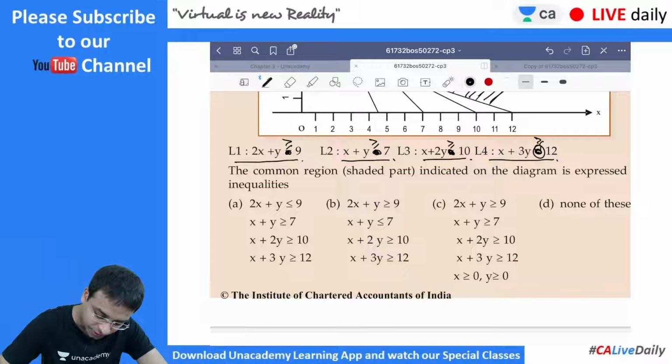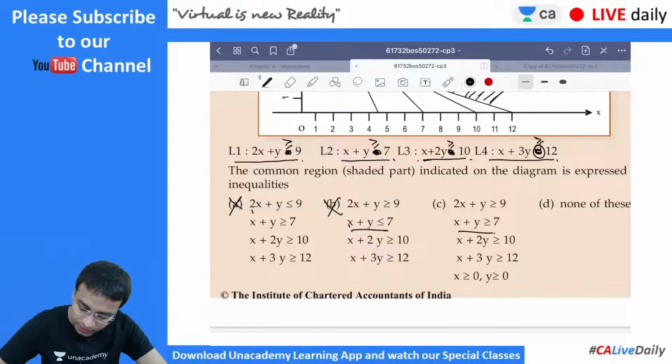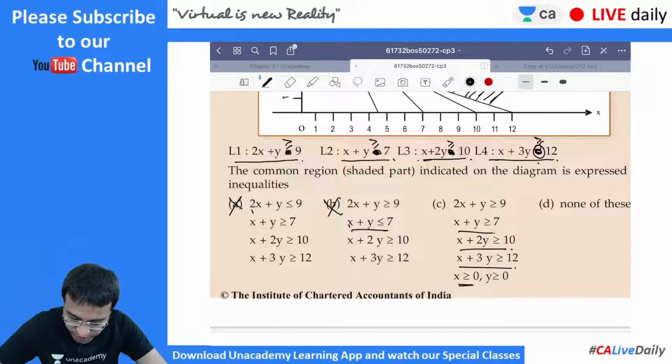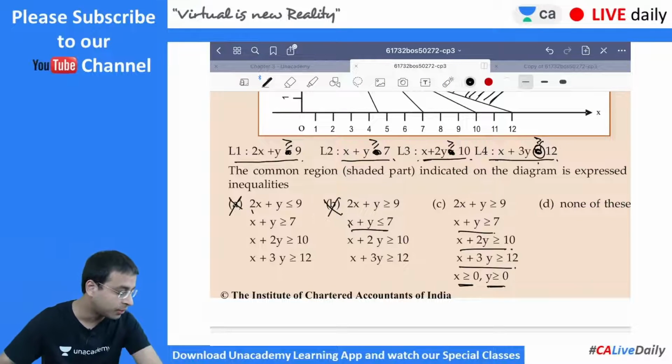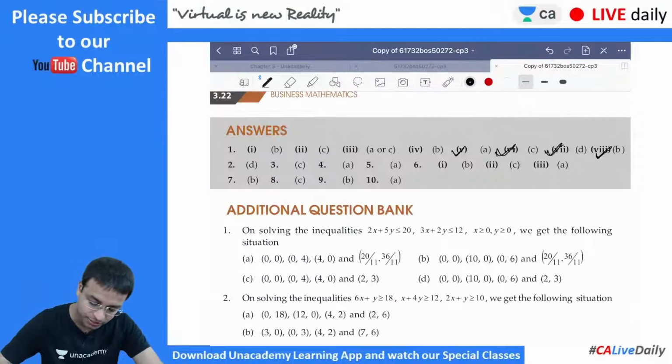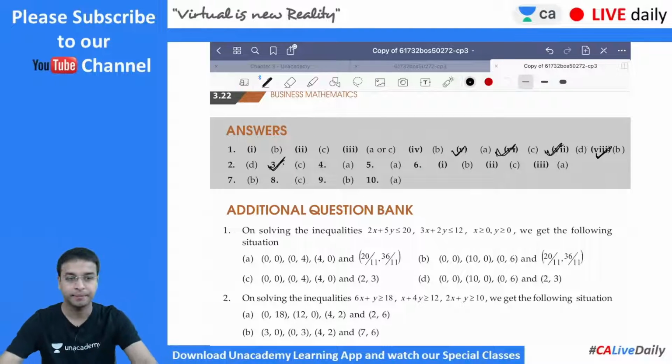2x plus y greater than or equal to 9. Option A is gone. Option B and C remain. x plus y greater than or equal to 7. Option B gone. Option C remains. L3, x plus 2y greater than or equal to 10, x plus 3y greater than or equal to 12, and of course, x is greater than or equal to 0, y is greater than or equal to 0. This will remain always. Alright. So option C is the answer. Question number 3 answers option C.